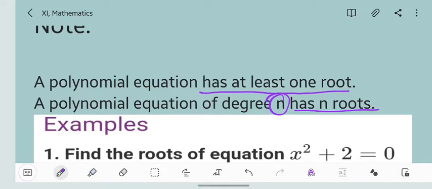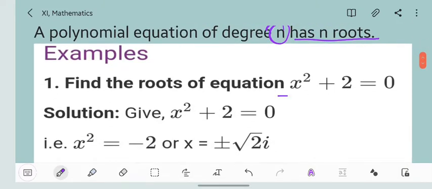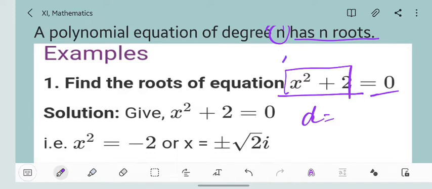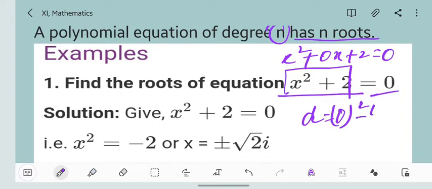Going forward with the examples, find the roots of the equation x squared plus 2 equals 0. So how will the solution go? First of all, we'll find the value of D, which is b squared minus 4ac. Here, this particular equation is not in standard form. So first of all, we'll write x squared plus 0x plus 2 equals 0. So b is 0 here, so 0 squared is 0, minus 4 into a into c, 0 minus 8, which is minus 8. Right?